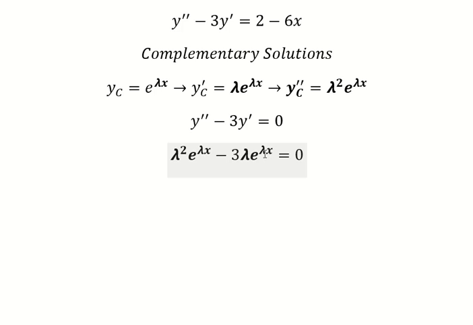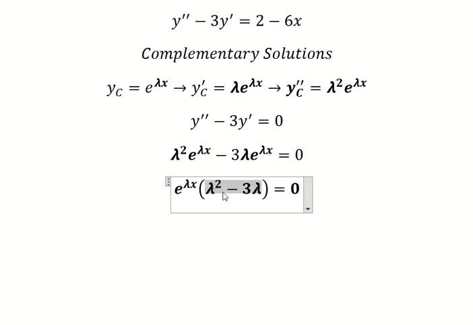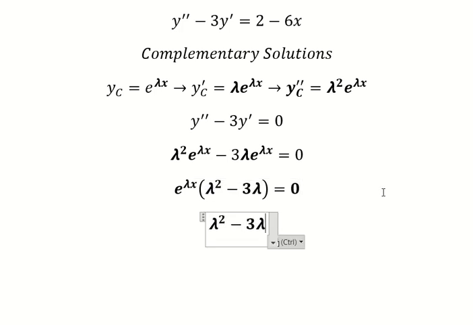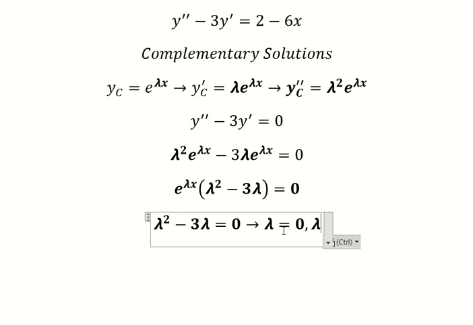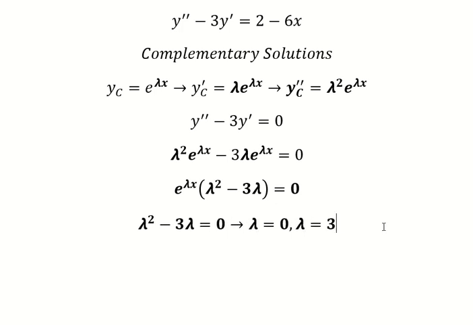E to the power of lambda s, we can do factorization. So we have like this. So we need to find the solution of this one. And for this one, we have lambda equals to number 0 and lambda equals to number 3.